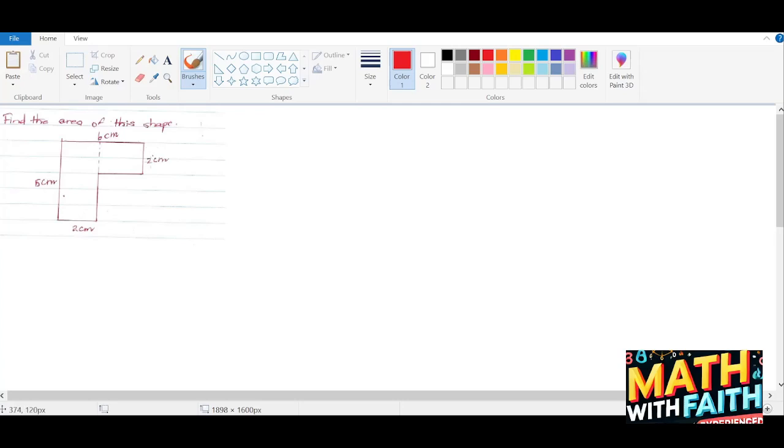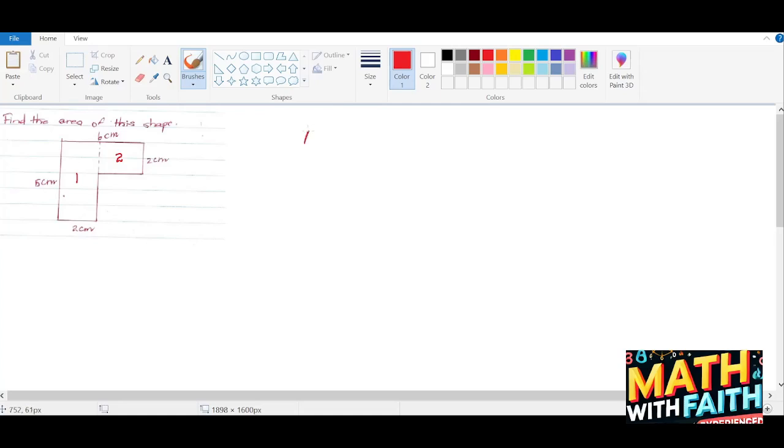Clearly, this shape is like an upside down L, but you could separate it into two rectangles. You could either do it this way by separating it across here, or you could opt to do it as I have done by putting the line here. So we have two rectangles, and it doesn't matter which way you choose, you're going to get the same area. So let's call this rectangle 1, and let's call this rectangle 2.